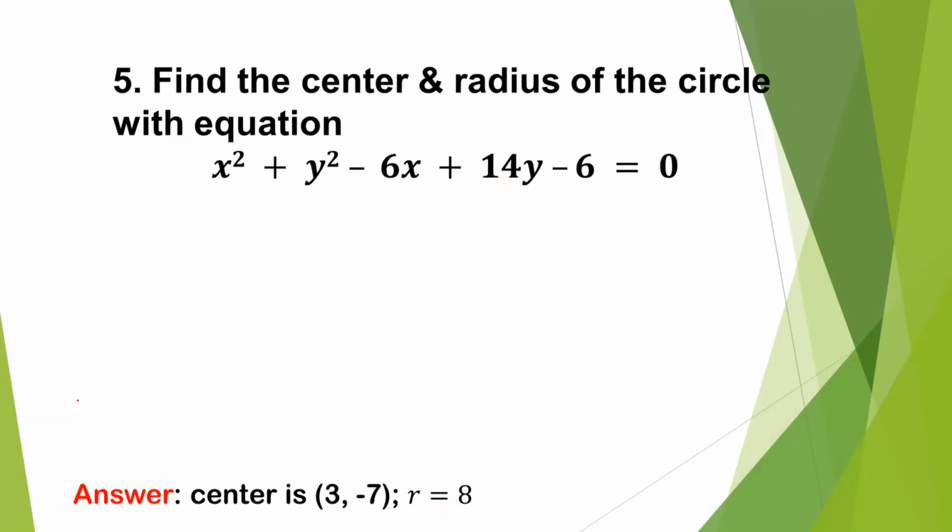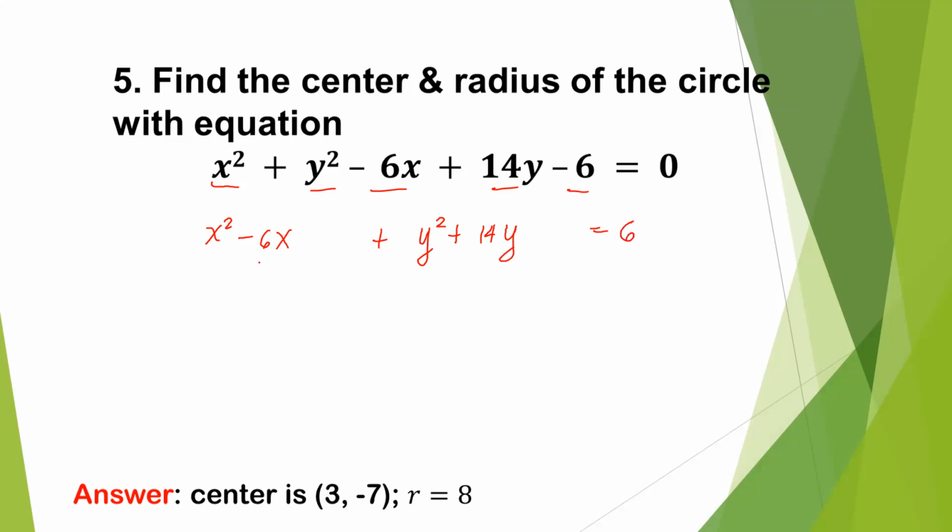Okay, so let's do it this way. Combine the terms with x. We have x squared minus 6x here. Tapos we have the terms with y: y squared plus 14y. And then move the constant term to the other side. Okay.